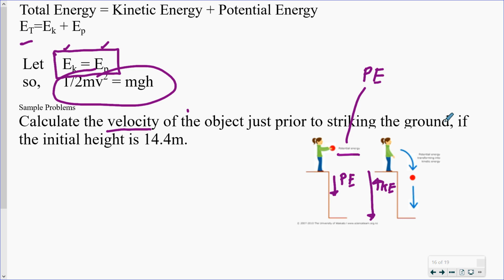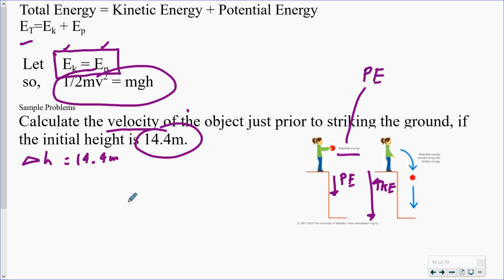So just like all along, we're going to be showing graphs. We're going to show all of the information that we do have here. So let's write down what we know, which, well, isn't a lot. What we do have is a height. So our change in height, so we would use that for the potential energy equation, and that's equal to the 14.4 meters that we do have.